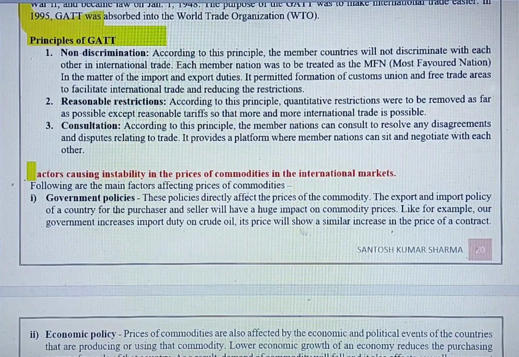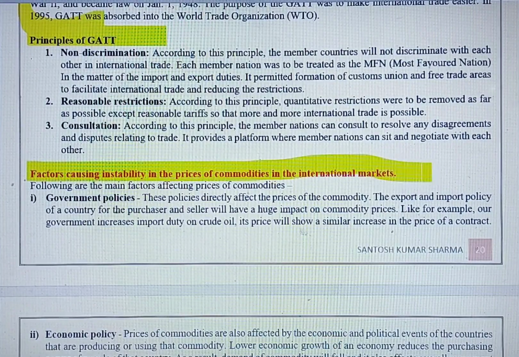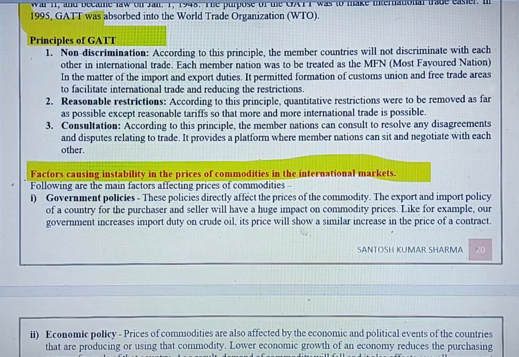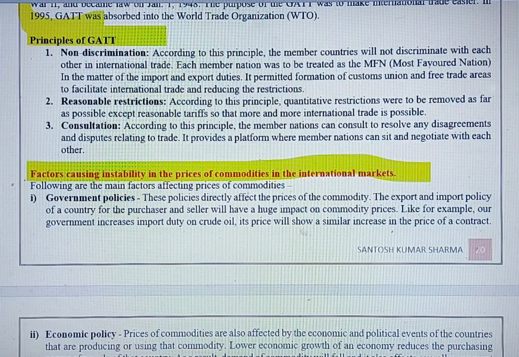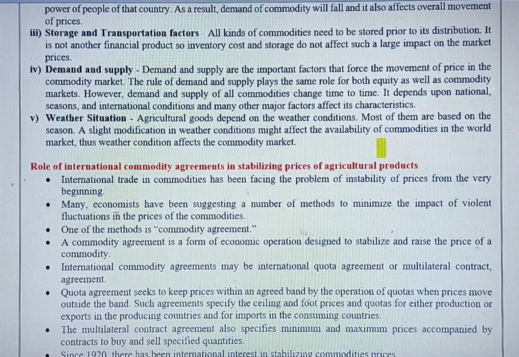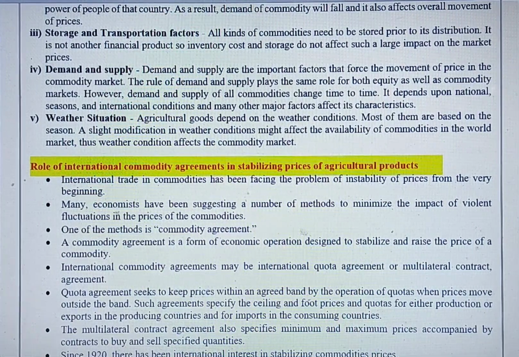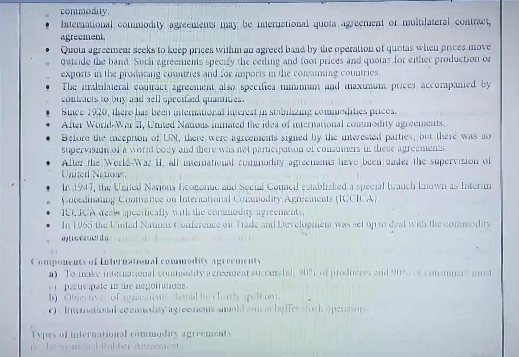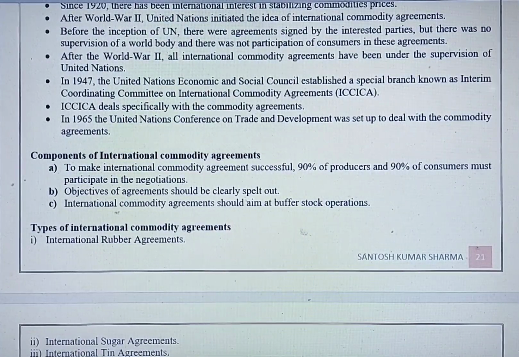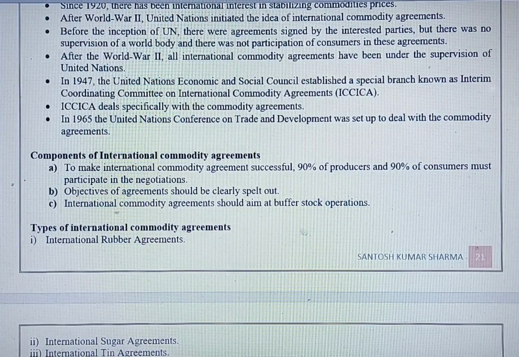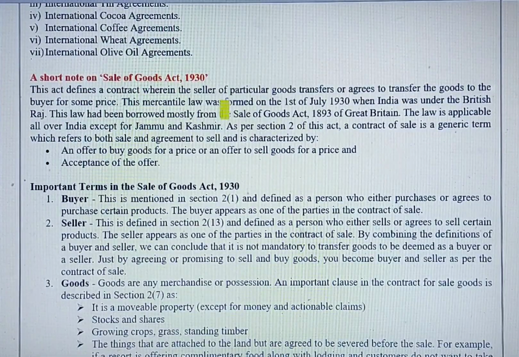The next one is what are the important factors causing instability in the prices of commodities in the international market. So why do these prices fluctuate in the international market? This is a very tactical question. The next one is the role of international commodity agreements in stabilizing the prices of agricultural products. As we know, agricultural products are the basic backbone of a country, and there are different types of international commodity agreements. So all these things need to be revised.